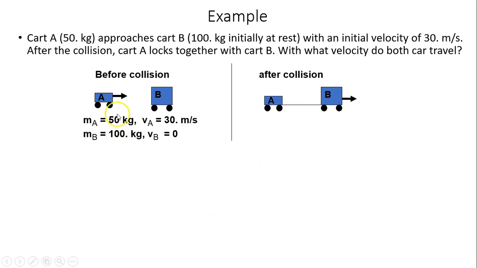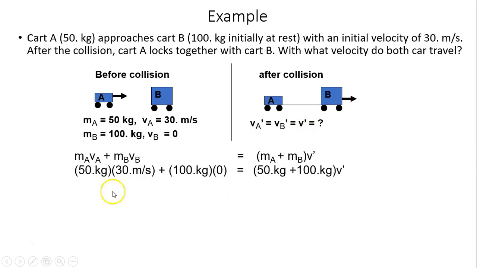Let's write down: mA is 50 and mB is 100, vA is 30, and vB is at rest, so vB equals 0. After the collision, what is the speed of the two cars? Let's use conservation of momentum. Momentum before, mA vA plus mB vB, equals momentum after. Since the two cars lock together, this is an inelastic collision, so we combine the mass of the two cars times v prime.